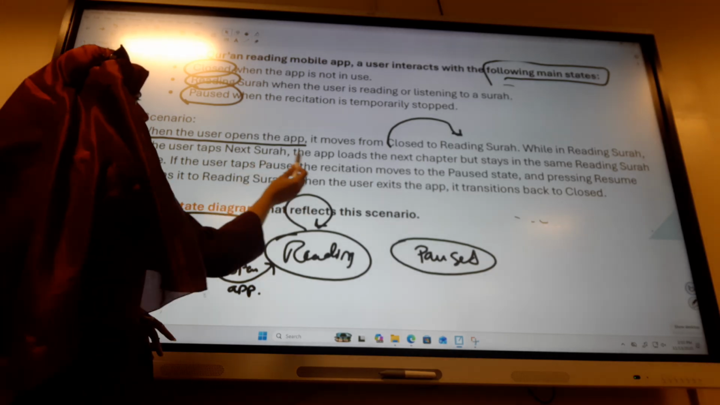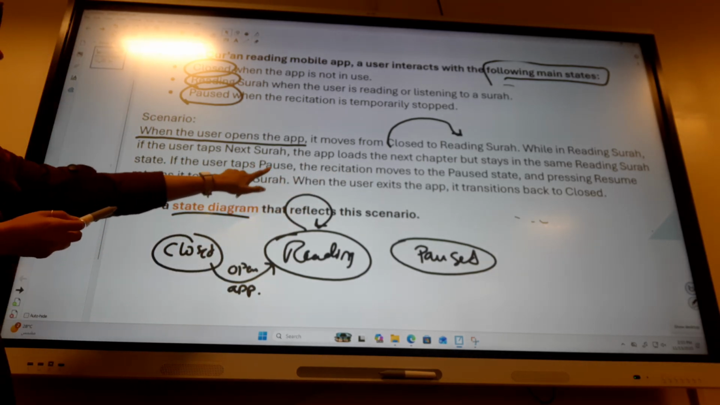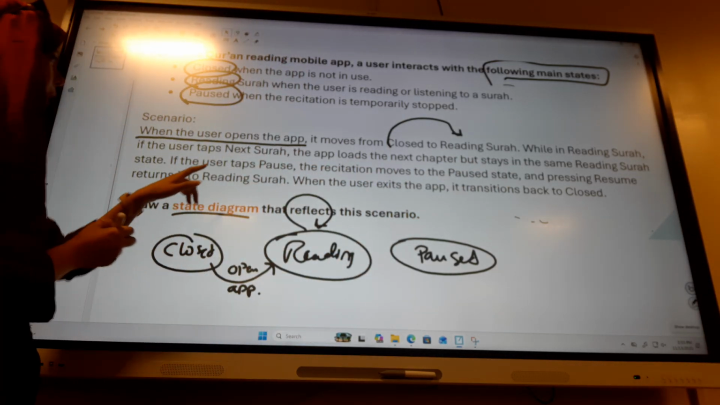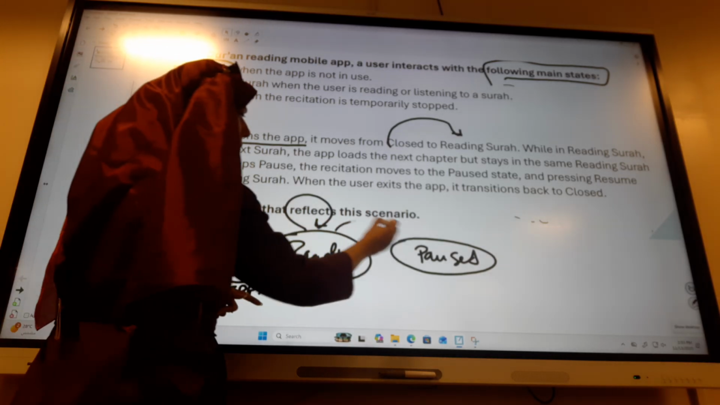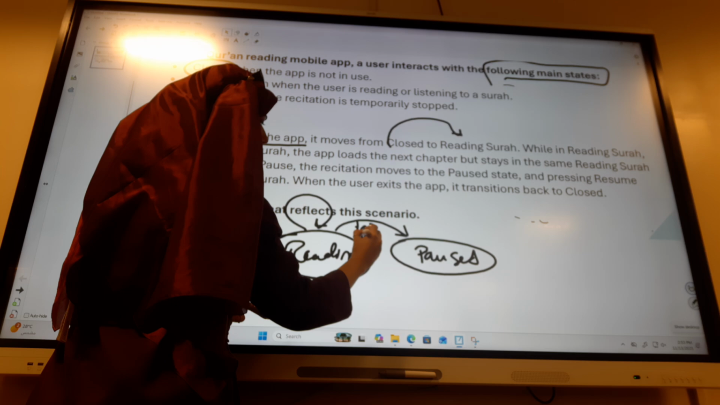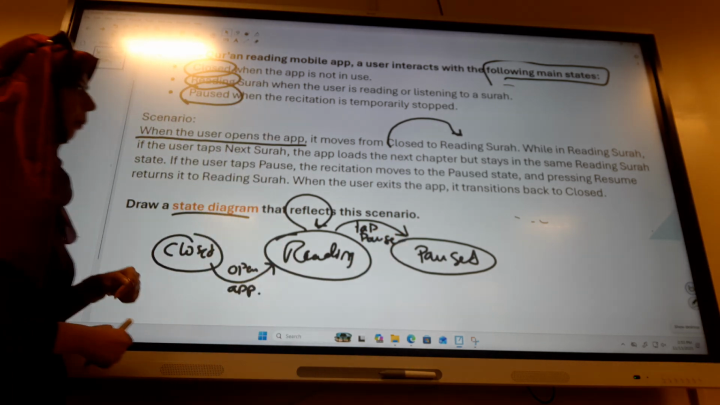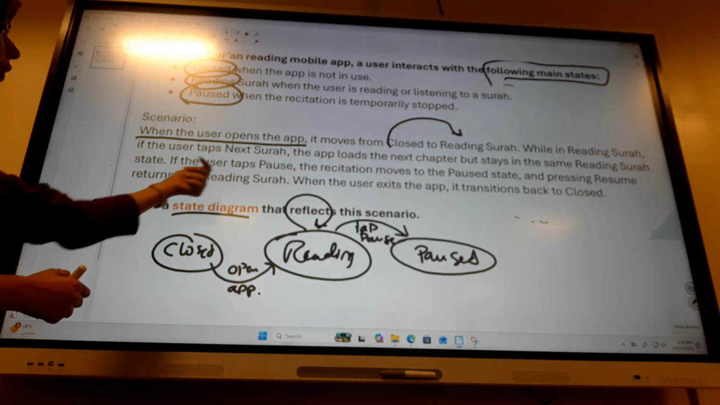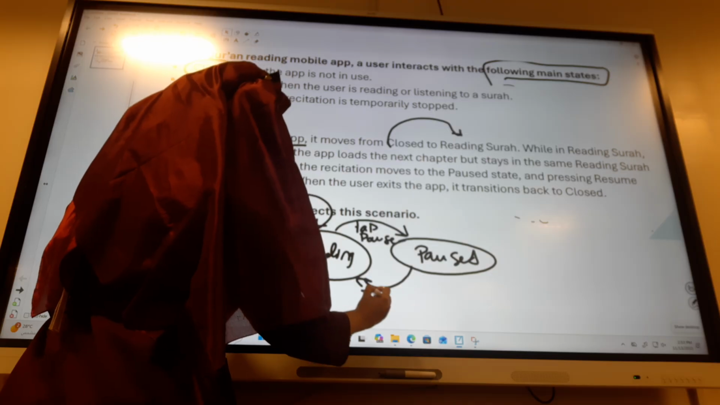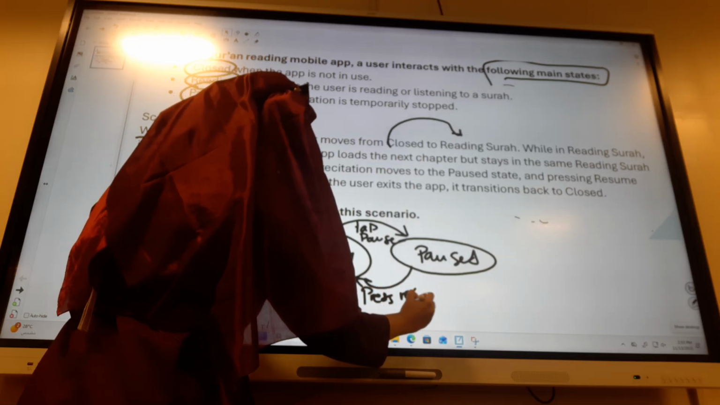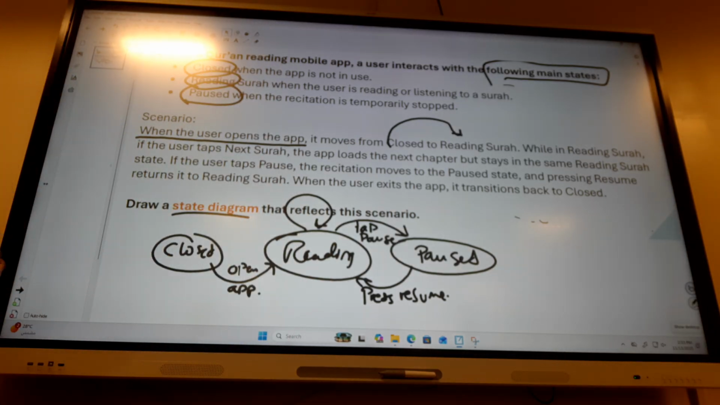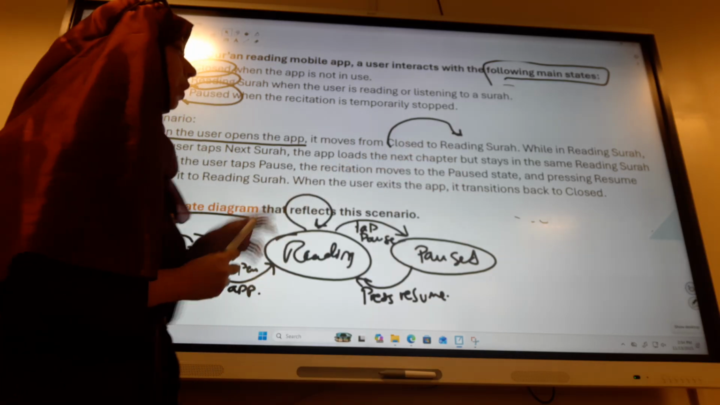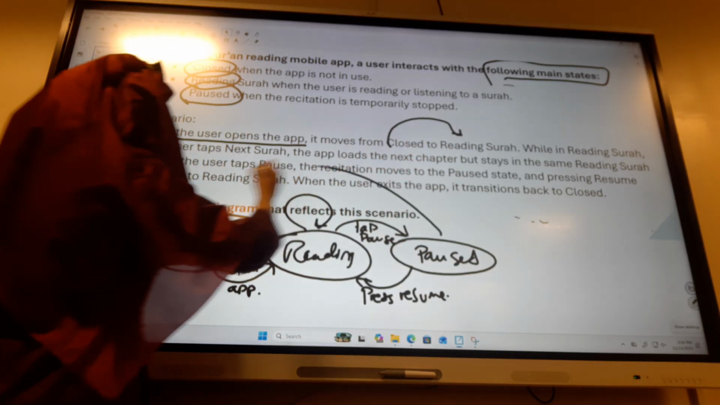Okay. So here, where did we stop? Okay. If the user taps pause, it moves from reading to pause. So here, when tapping pause, it goes here, right? And then, on pressing resume, it returns back to reading. So here, when pressing resume, it goes back here to reading. Okay? Then, when the user exits the application, it moves back to closed. So from these two, it can go back here.